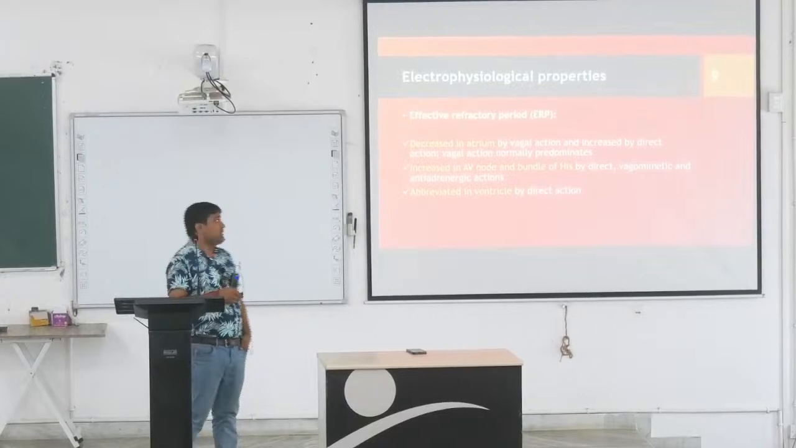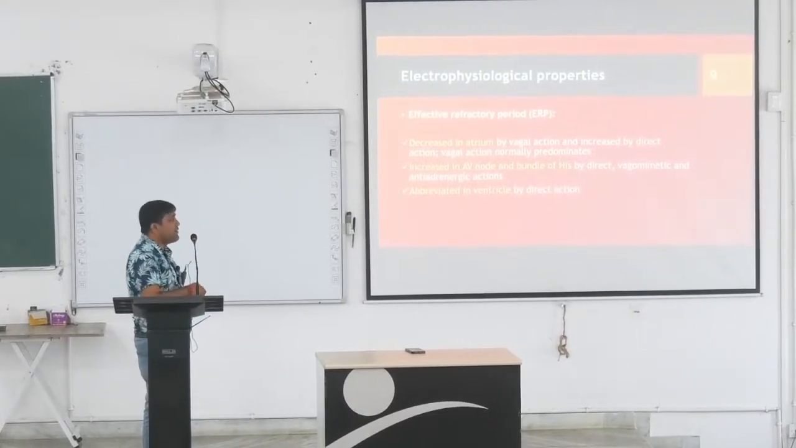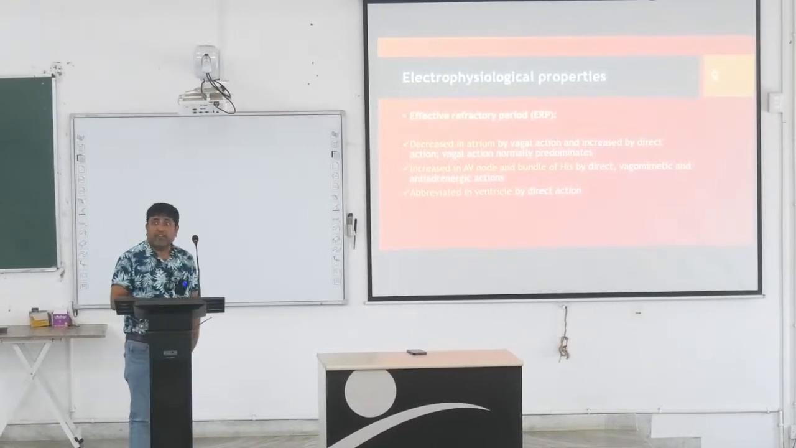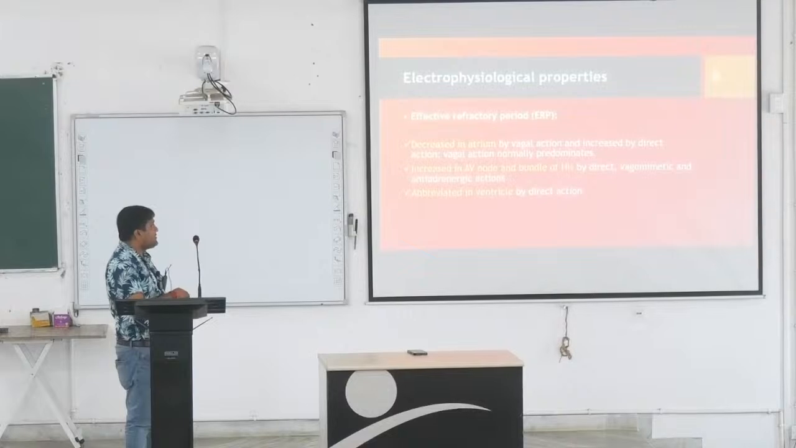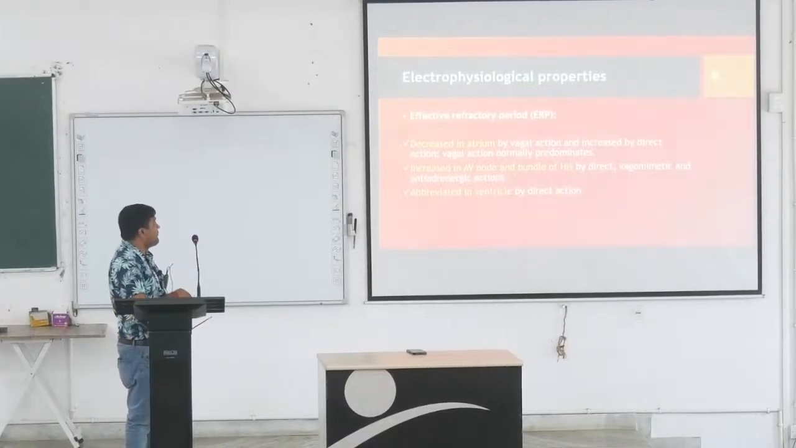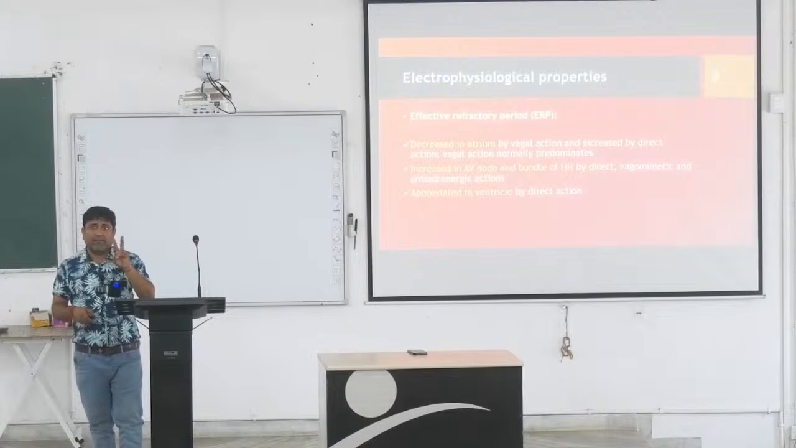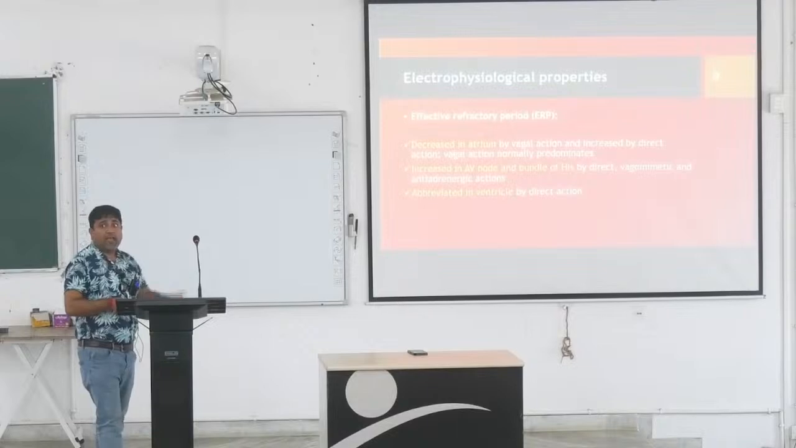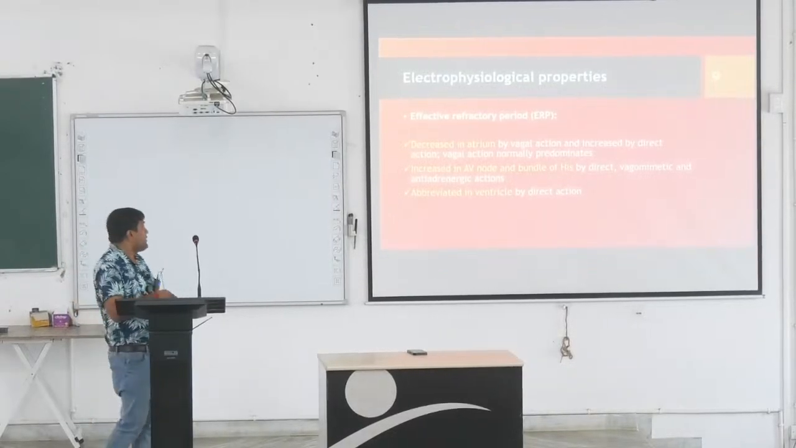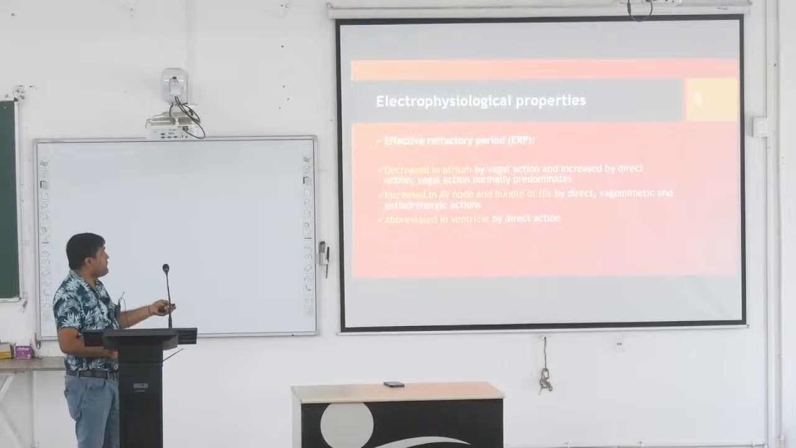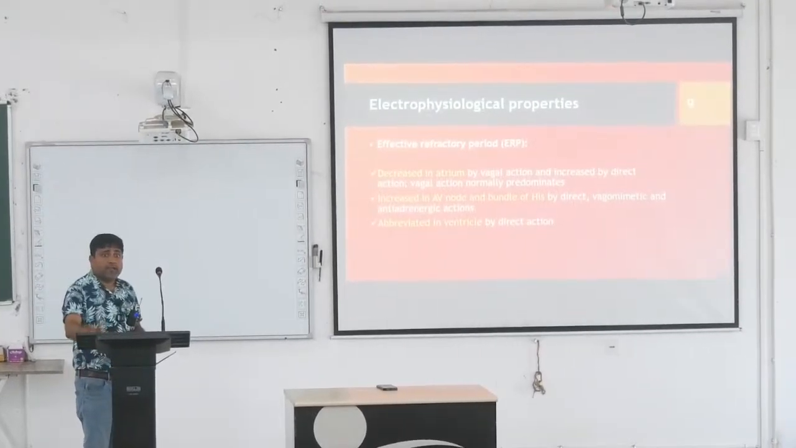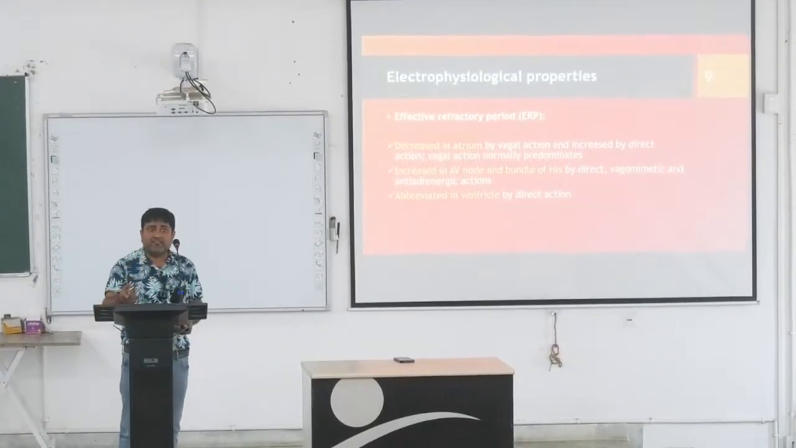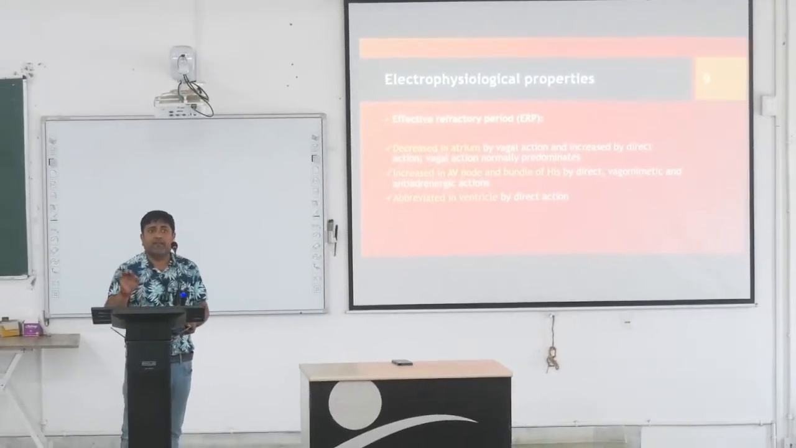Effective refractory period. Now, the effective refractory period in different chambers of the heart is different. In the atria, the effective refractory period is decreased. Why? Because digitalis has a dual action. It decreases the atrial effective refractory period by vagal action, and it increases the effective refractory period by direct action. The ERP is increased in the atria by direct action, but the vagal action predominates. As a result, the effective refractory period in the atria is decreased.